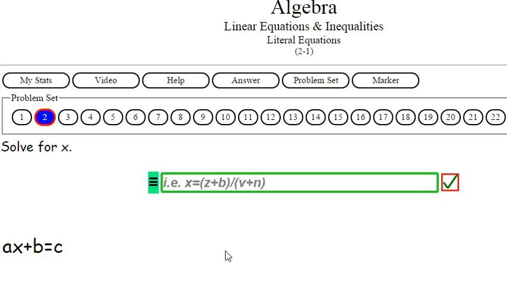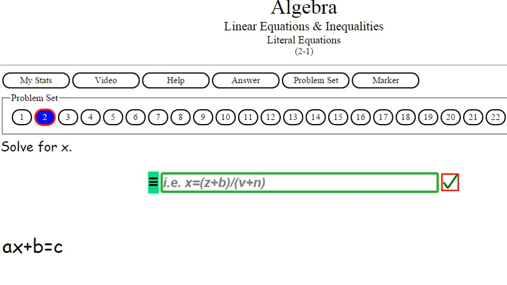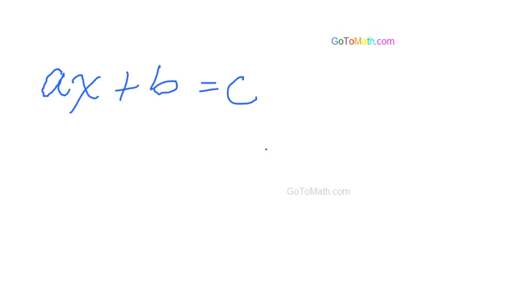Well, anyway, let's just get over to the whiteboard. Ax plus b is equal to c. Okay, so we have ax plus b is equal to c, and I've already forgotten what it is we're trying to find. Solve for x. Okay, solve for x. Alright, so let's write that up here. Solve for x.